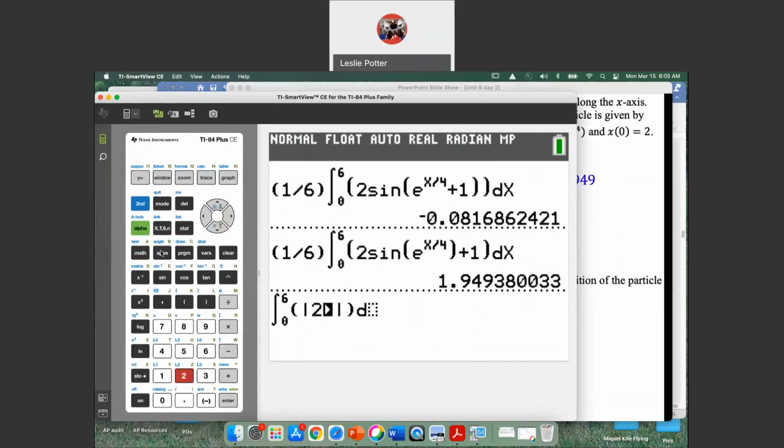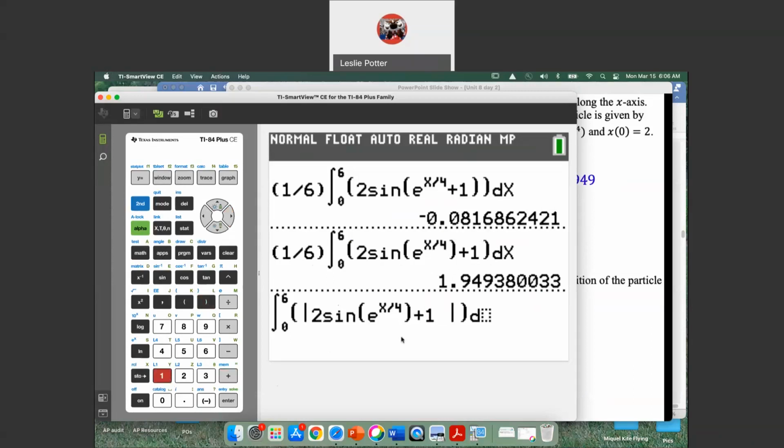So 2 sine. Now, if you're using the velocity function a lot, you also could put the velocity function in y1 and just grab the variable y1. And that makes it go a little quicker, just so you know. And if you want me to show you how to do that, just ask me in class. Okay, what am I? 2 sine e, so I need e to the x divided by 4. And then I got to close that bracket and put the +1 in the correct location.